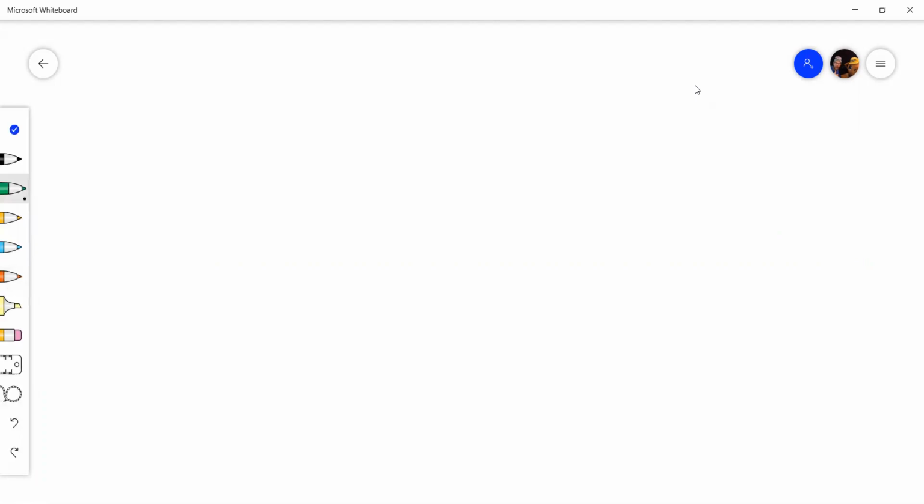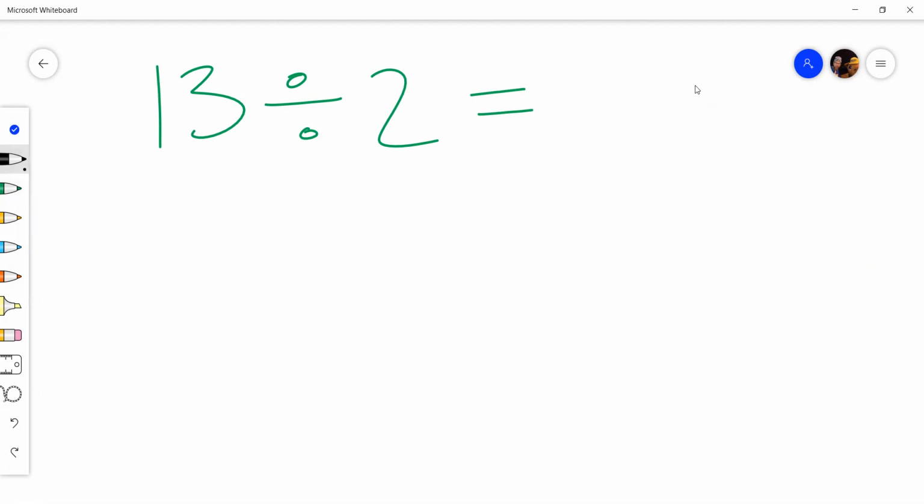Let's grab a problem right off the bat. I'm going to take 13 and we're going to divide it by 2. Today we're going to go through some smaller number division just so we can see the process work. I'm going to use loops and groups for this one just to make sense of why and where the remainder comes out. So again, remember we have 13 things.